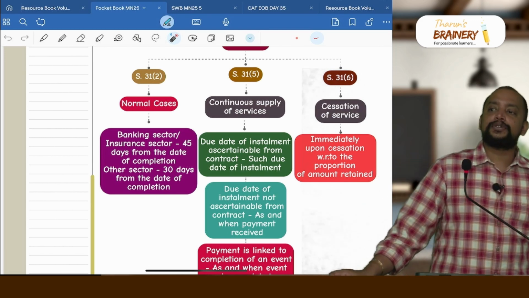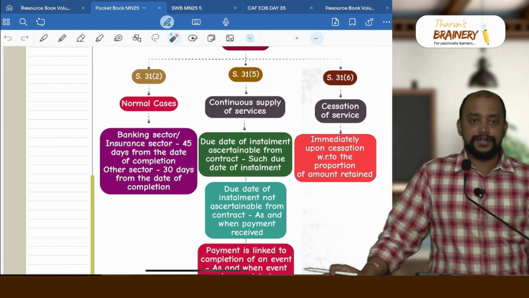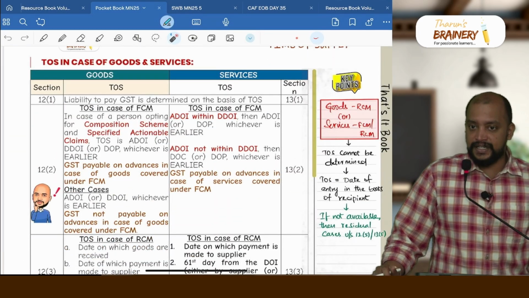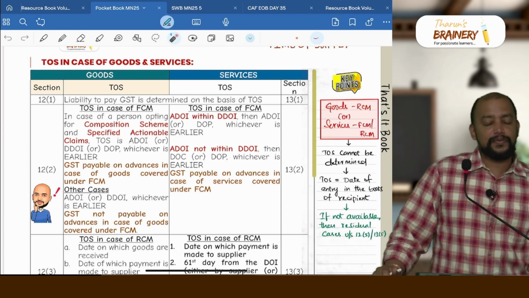Subsection 3 is related to tax invoice, general provisions, so that we will be learning in tax invoice, debit notes and credit notes. Then what is the time of supply in case of goods and services? Section 12 deals with goods, section 13 deals with services. Both subsection 1 deals with the same.